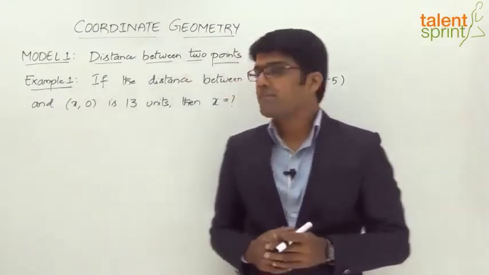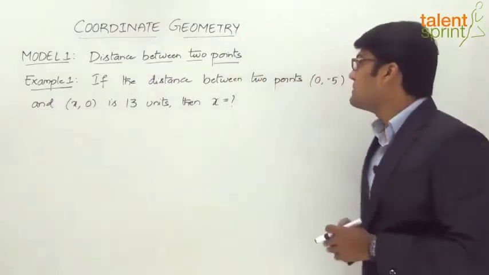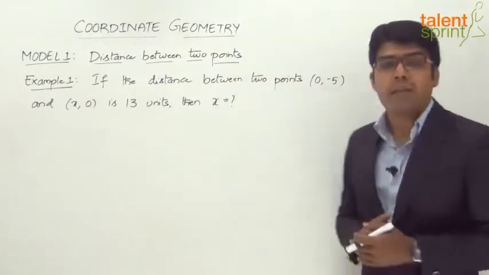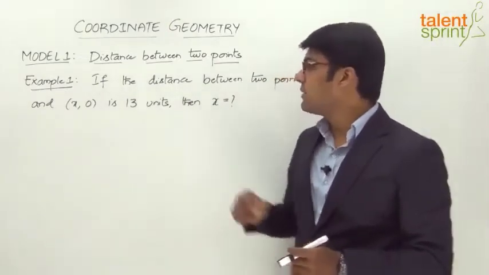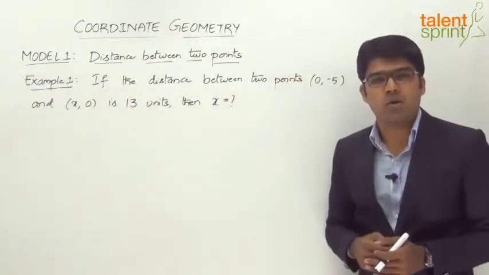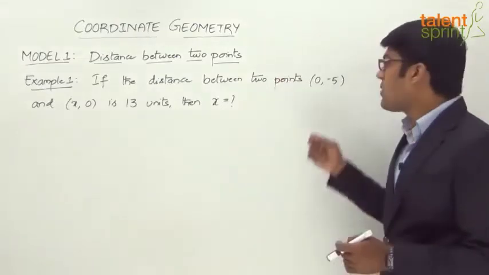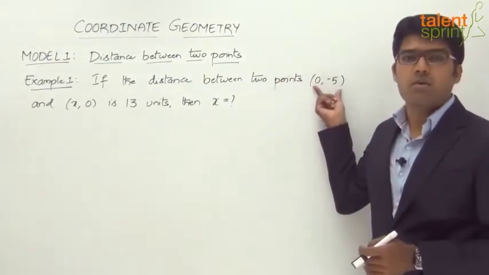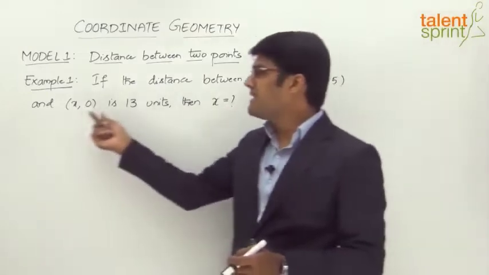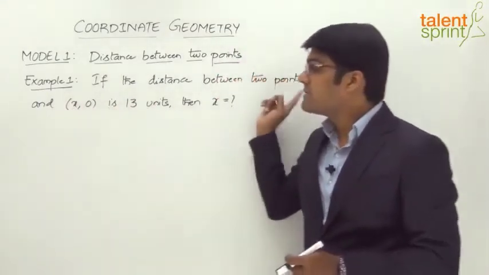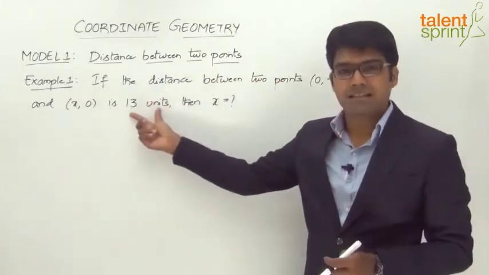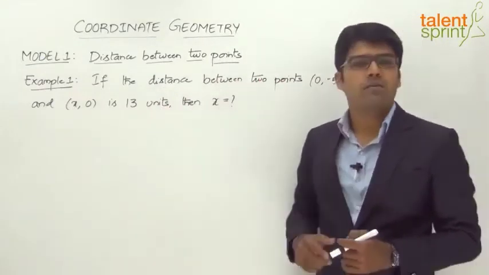Let us now take the first example from model 1, which is about calculating the distance between two given points. The question here is, if the distance between 2 points 0, minus 5 and x, 0 is 13 units, then x is equal to what? So as you see here, we have got 2 points. First one is 0, minus 5, and the second one is x, 0. X is the variable there, unknown value. The distance between these 2 points is given as 13, and we need to find out the value of x.